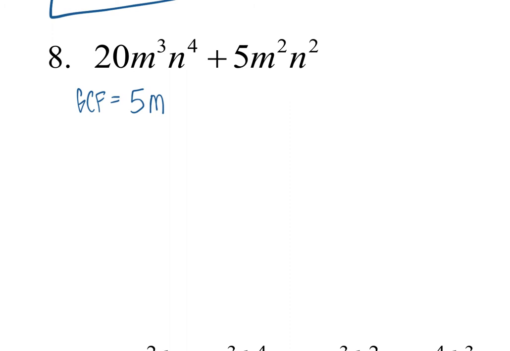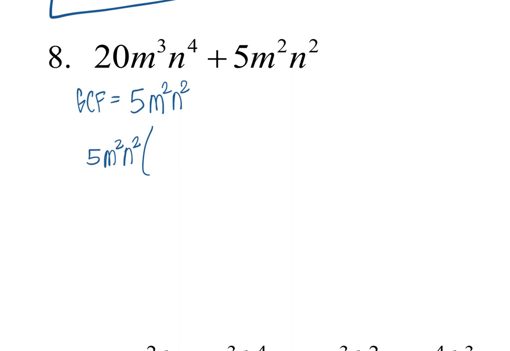So we see a power of 3. We also see a power of 2. 2 is obviously smaller than 3. Okay, and then as far as n goes, we see a power of 4, and we see a power of 2. 2 is smaller. So let's try factoring that GCF of 5m squared n squared completely out. Okay, so I'm going to write it down, and then I'm going to open up some parentheses.